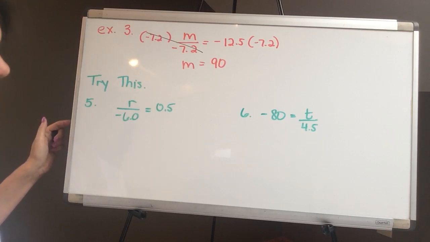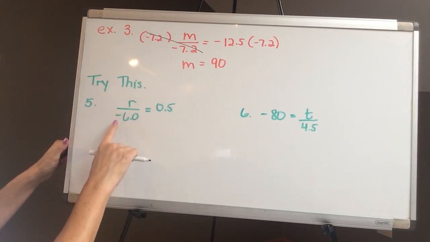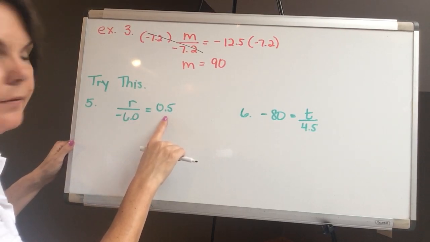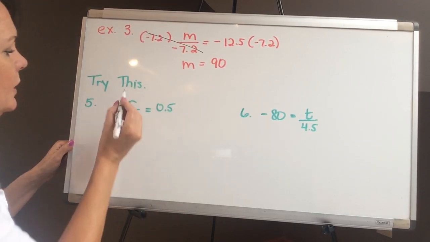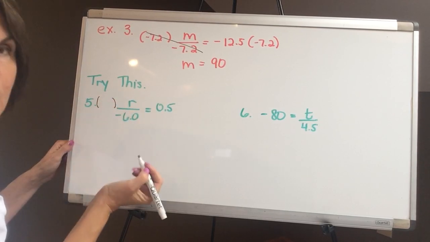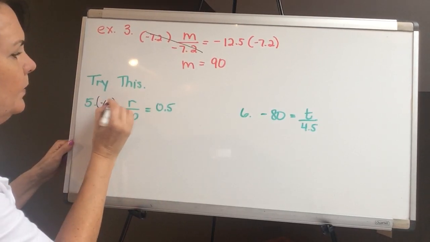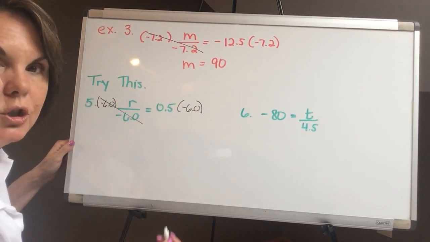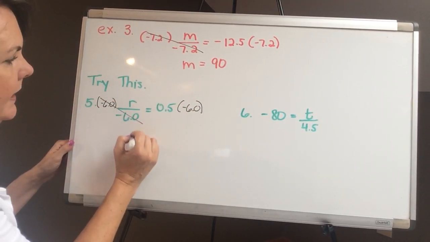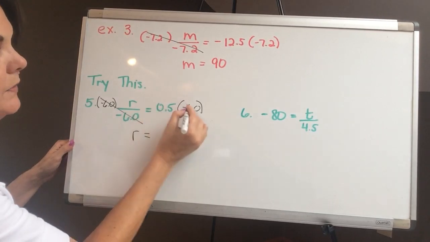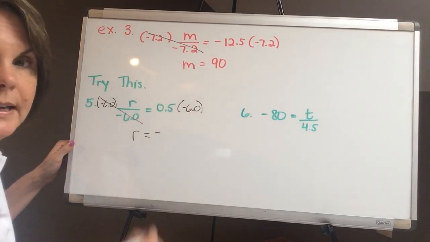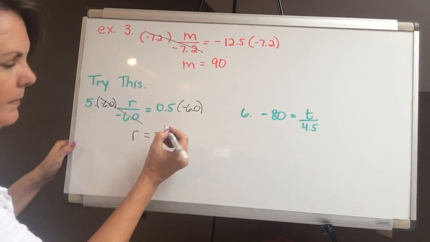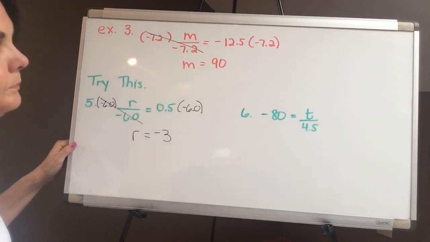Let's try example 5. R divided by a negative 6.0 equals 0.5. I see division, so I am going to use multiplication. Exactly what I see, a negative 6.0 on both sides. That cancels, and then I get R equals a positive times a negative is a negative. See how I don't do the math first? I do the signs first, and then I come out with a negative 3.